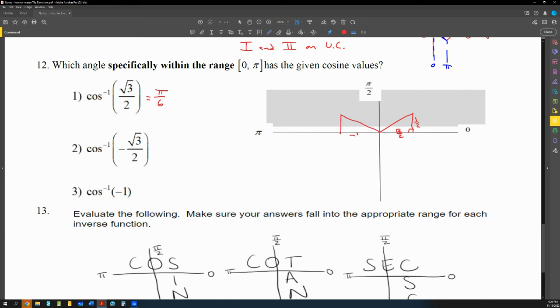We have a negative root 3 over 2 as our horizontal component, and then we have a positive 1/2 as our vertical component. The reference angle is pi/6, and in quadrant 2 it is 5pi/6. And finally, the inverse cosine of negative 1. There's only one angle for which the cosine is equal to negative 1. Over this domain, the answer is pi. Okay?